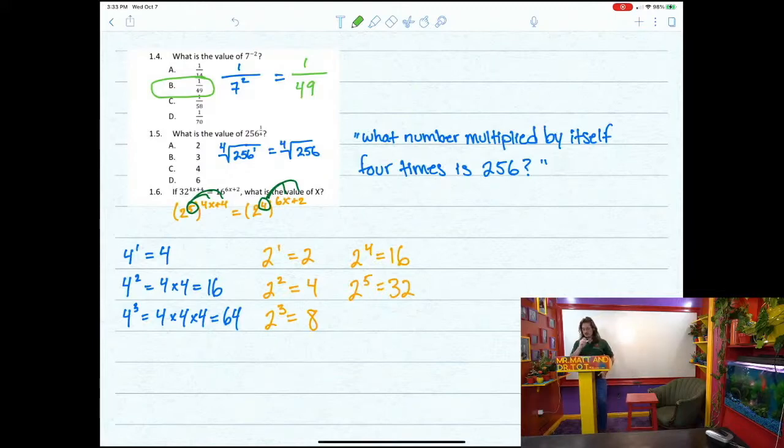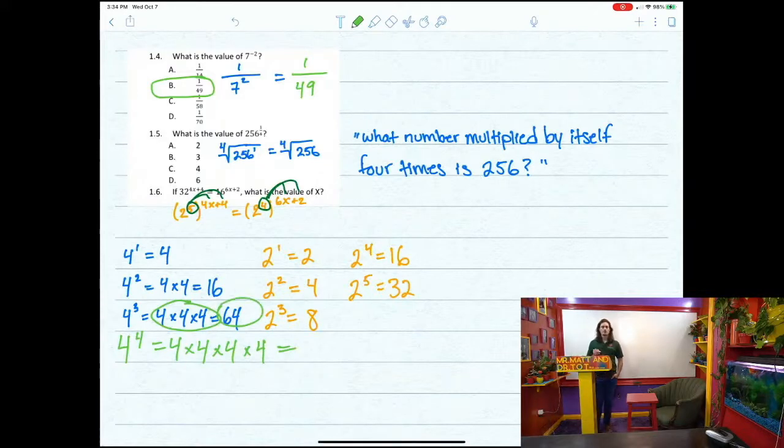1.5, what's the value of 256 to the 1/4 power? So that's the same thing as the 4th root of 256, which is asking what number times itself 4 times is 256. That's going to be 4, because 4 to the 4th power is the same thing as 4 times 4 times 4 times 4. You can see from the previous problem that 4 cubed is 64. 64 times 4 is 256. So the answer to 1.5 is going to be 4, which is answer selection C.